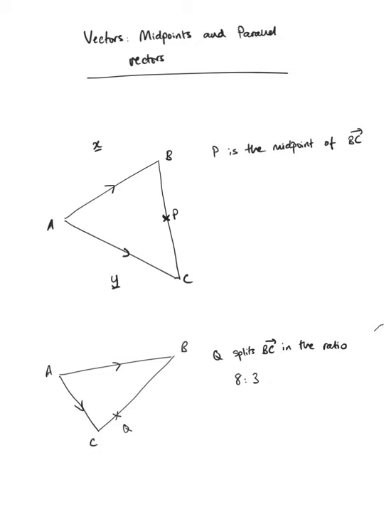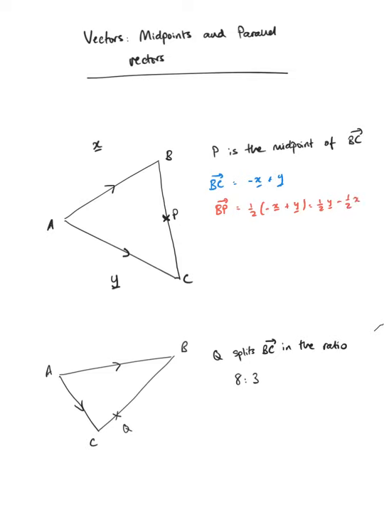So if we have this first example, I've drawn out my vector triangle ABC, and it's telling me that P is the midpoint of BC. Now if I wanted to find the vector BC, I would do minus x plus y. Go along here, minus x, and along there, plus y. So if I then wanted BP, because it's the midpoint, it's exactly halfway along, it's going to be a half of minus x plus y, which I can multiply out to get a half y minus a half x.